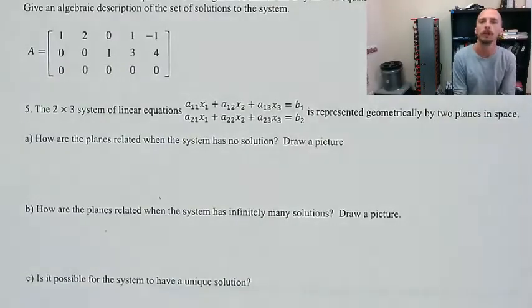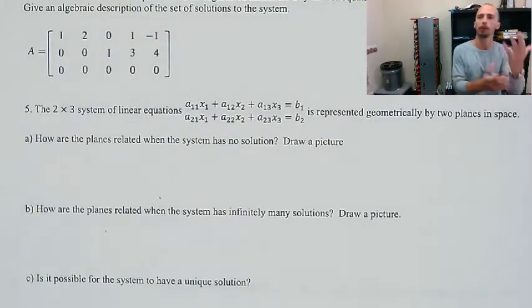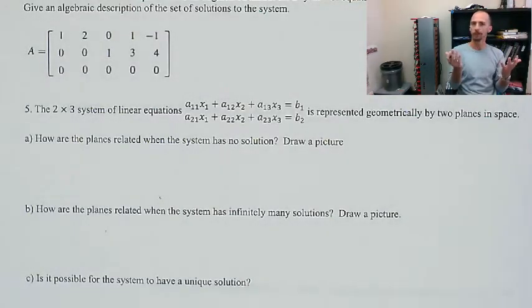Next, we're going to talk about 2 planes in space, right? And that's just, in general, a linear system, 2 equations, 3 variables. And how are the planes related when the system has no solution? That would be just like in Algebra 1 when we were graphing 2 lines and figuring out where they intersected. No solution was when they were parallel. For a plane, again, planes won't intersect when they're parallel.